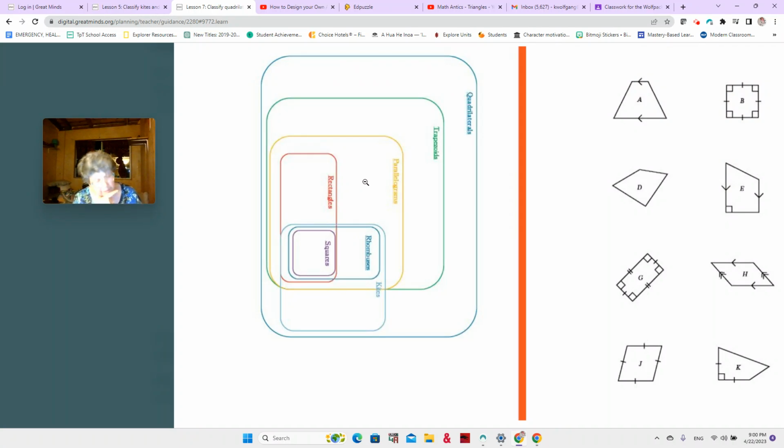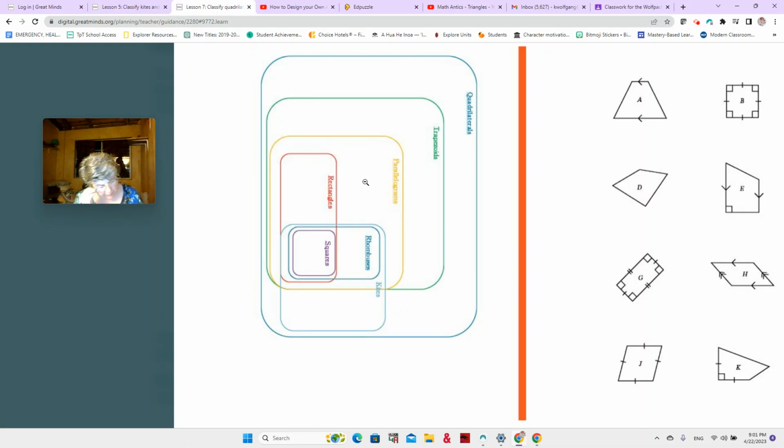What else did you have to think about when you were placing your polygons, your quadrilaterals? You had to think about the properties. You had to look at the hierarchy maybe on the wall. Think about how many parallel sides it has, whether it has right angles, whether the sides are the same length.